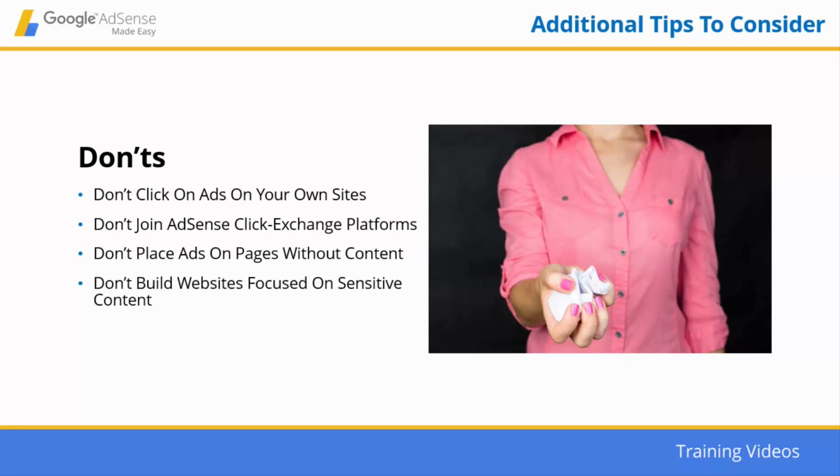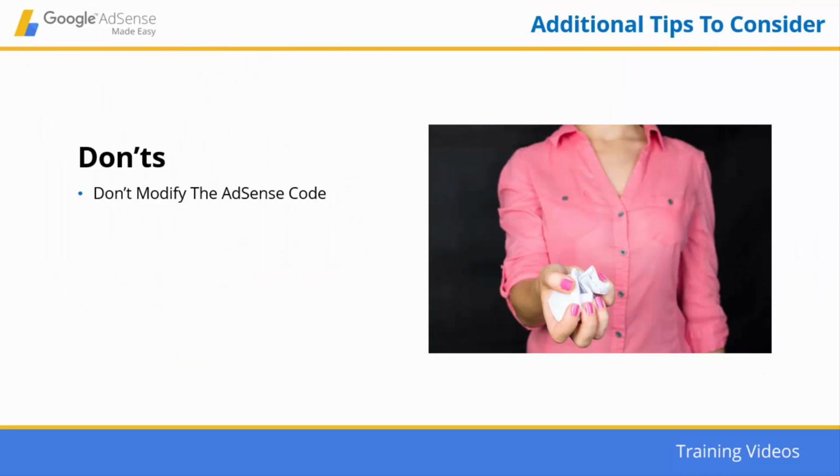Don't build websites focused on sensitive content. You already know to stay away from topics such as pornography, gambling, and illegal drugs. But it is also important to stay away from sensitive topics such as alcohol abuse, violence, politics, and so on, which are not AdSense friendly. Don't beg for clicks. Avoid telling your visitors and readers to click on your ad units, or you might get your account suspended. Don't modify the AdSense code. Do not try to modify the AdSense code on your pages, as doing so is a violation of AdSense policies.